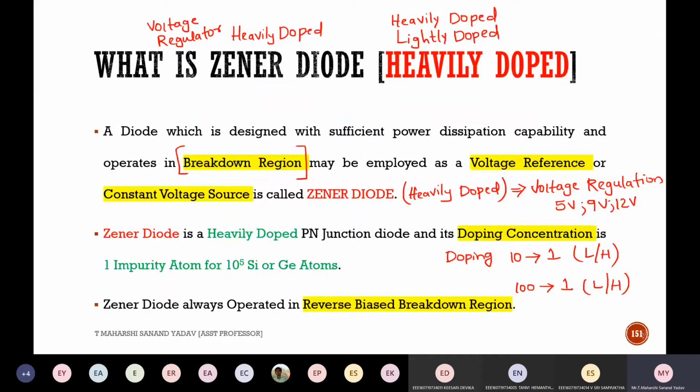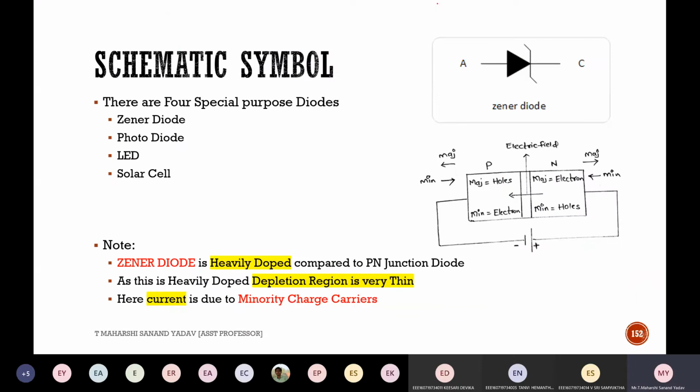Next. So a Zener diode always operates in the reverse bias breakdown region. This is an important thing. It operates only under the breakdown region, which is nothing but the reverse bias case. See, this is a symbol. Don't get confused between PN diode and Zener diode. This is PN diode. This is nothing but Zener. This arrow is a bit different.